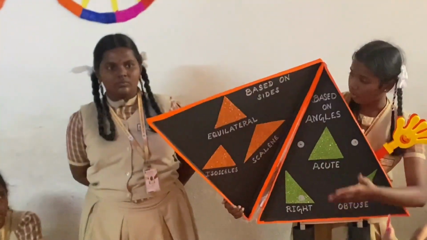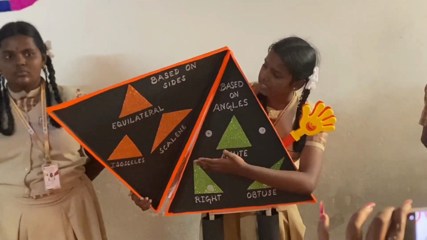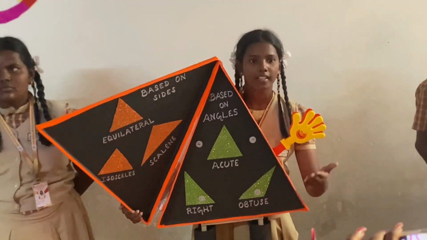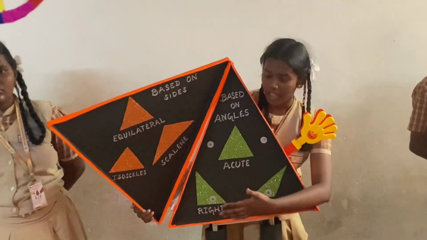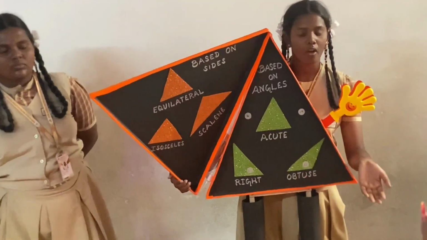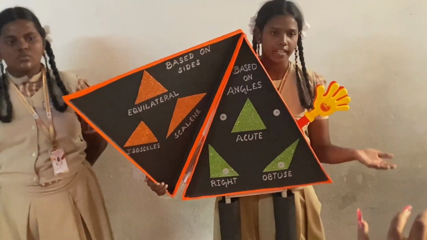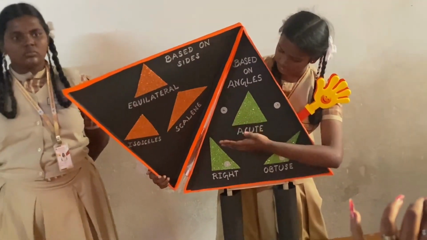Types of triangles. On the basis of sides, triangles are of three types. They are the equilateral triangle, where all sides are equal. The isosceles triangle, where two sides of the triangle are equal. The scalene triangle, when none of the sides of the triangle are equal.